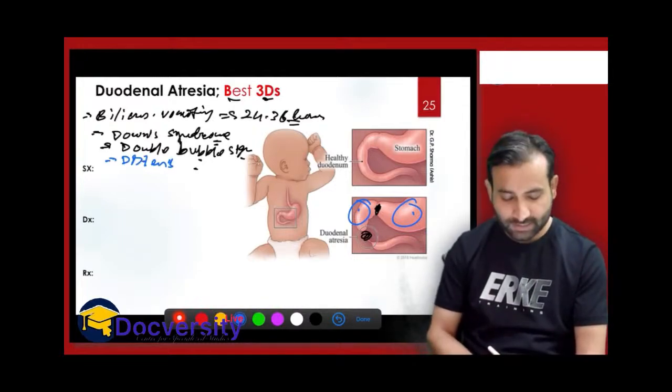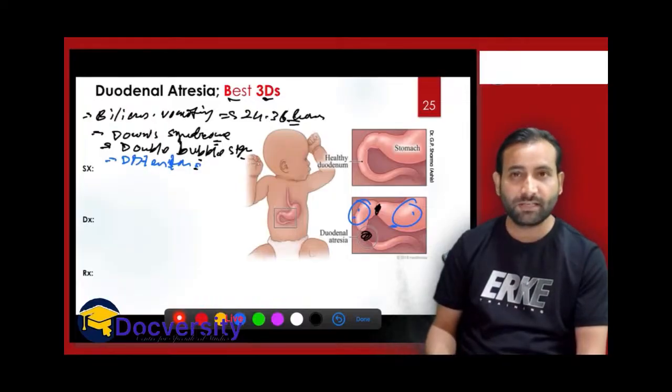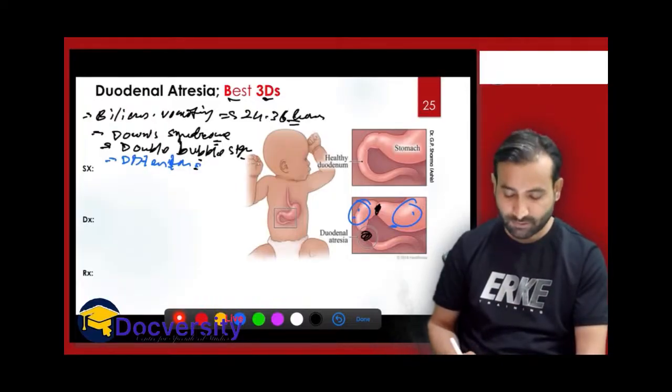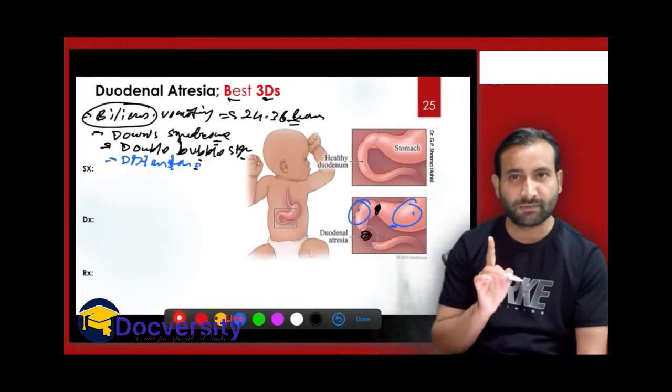And third D is what? Distension. Distension of duodenum and stomach, right? So these are the best 3Ds of the duodenal atresia. Remember, the question differs only by the time, right? And then the vomiting pattern.